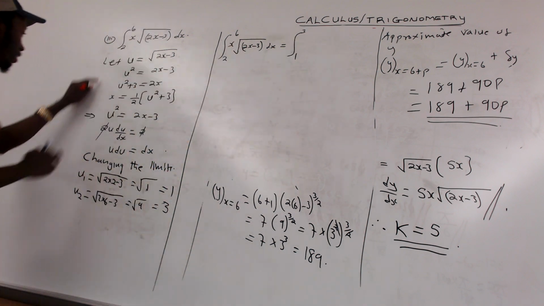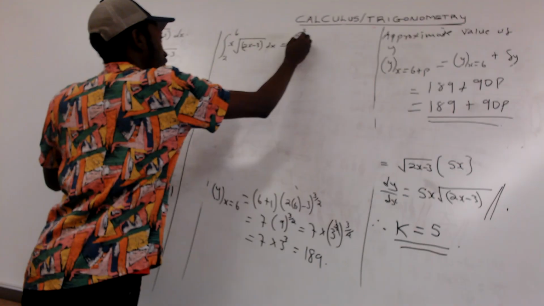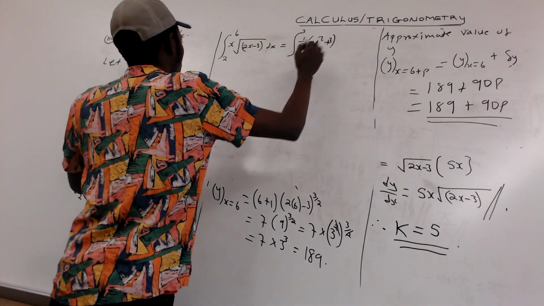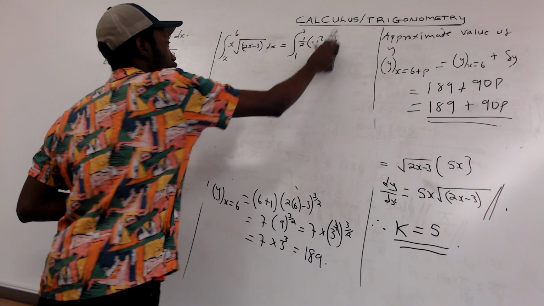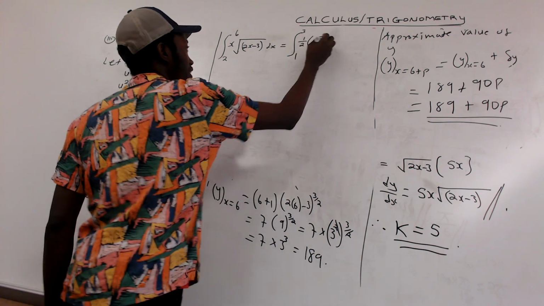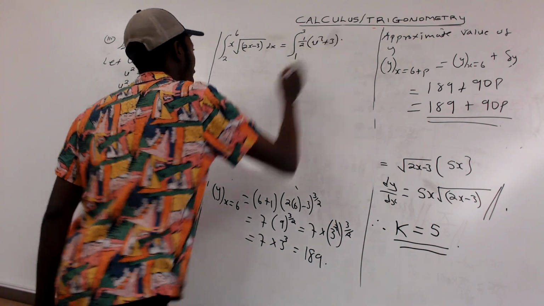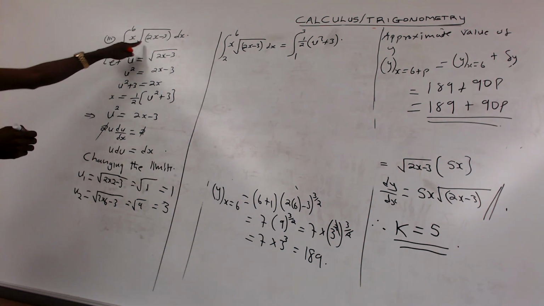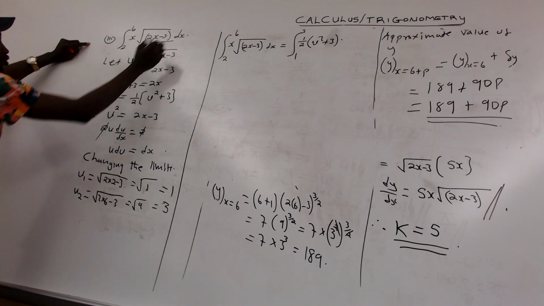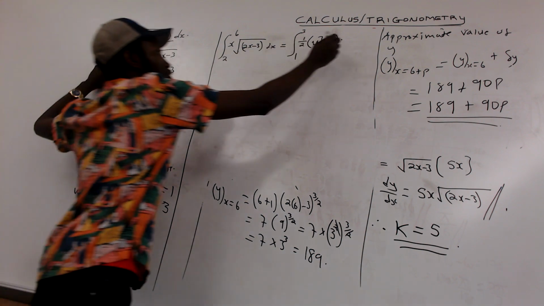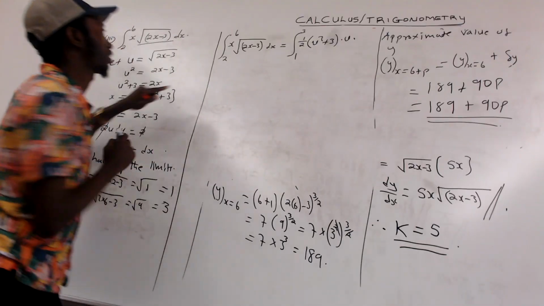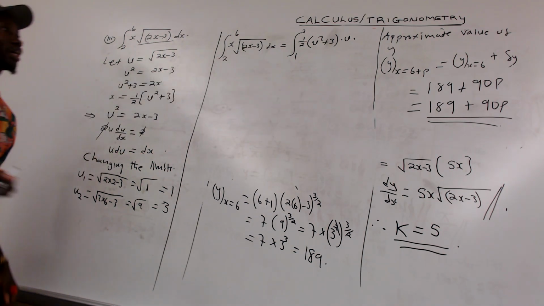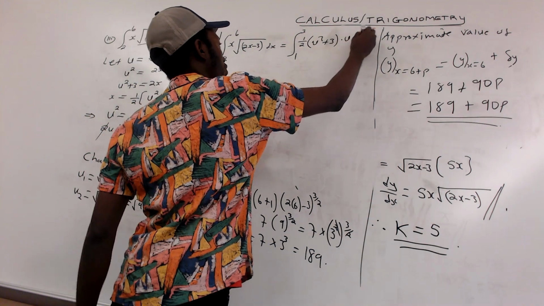This x, look at it here, is half into u square plus 3, times x is half into u. So now this whole square root is u. So we have u times this dx. This dx, we have it to be u du, I think. So everything has been converted to u.